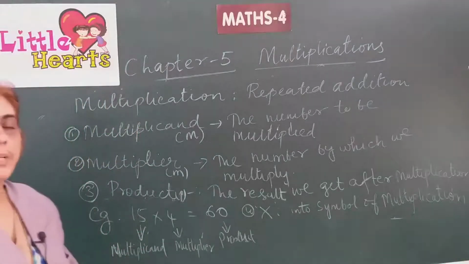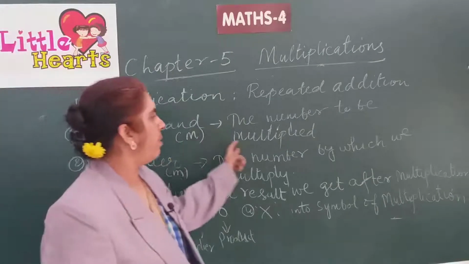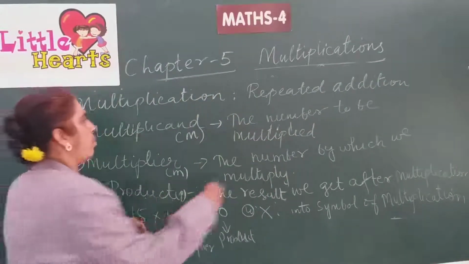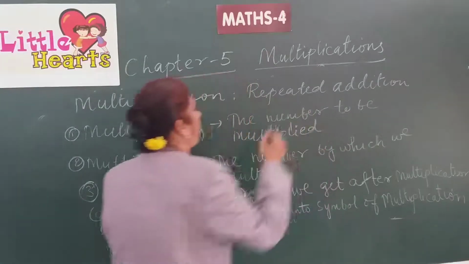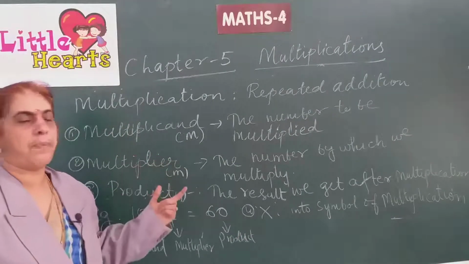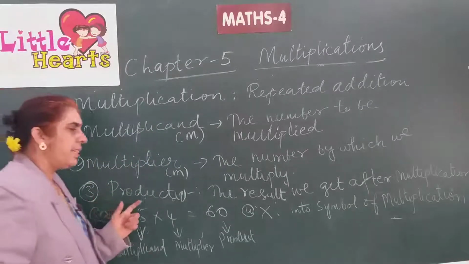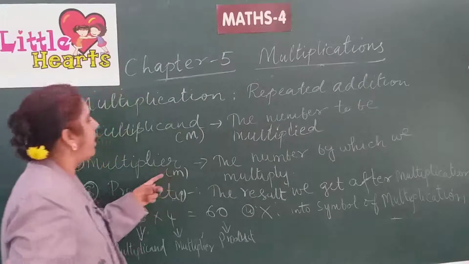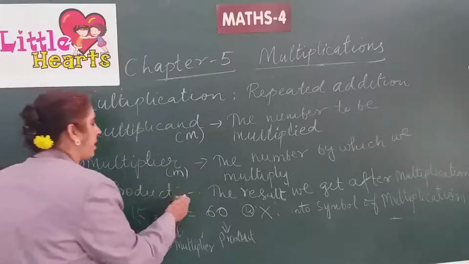And the terms related to multiplication are multiplicand, denoted by capital M. The number to be multiplied is called multiplicand. And multiplier, the number by which we multiply this multiplicand is known as multiplier. Product, the result or the answer we get after multiplication, is called product. Multiplier is denoted by small m, multiplicand by capital M, and product by P.